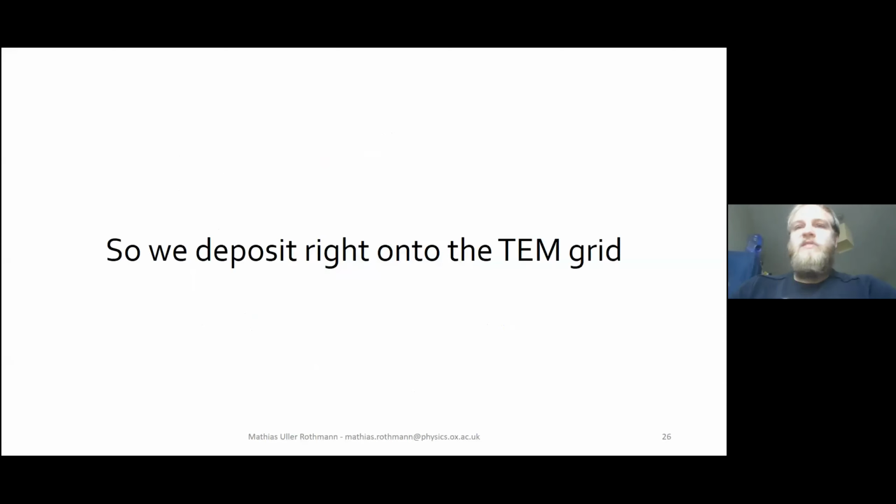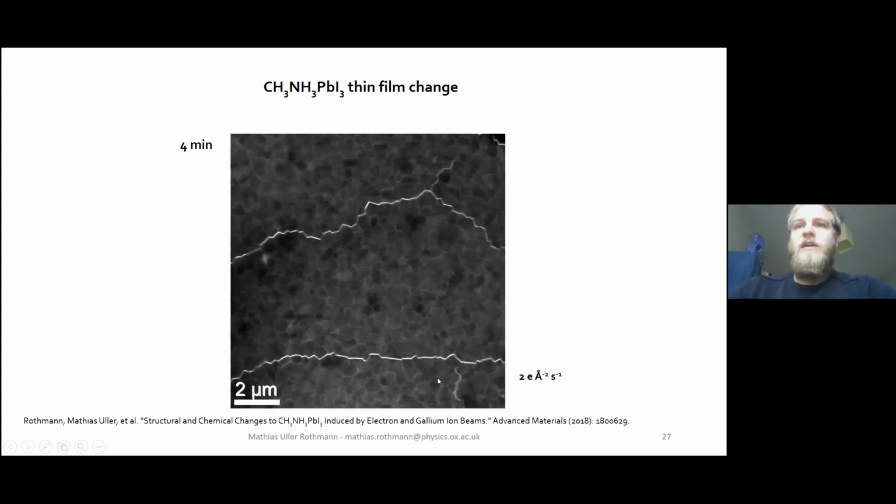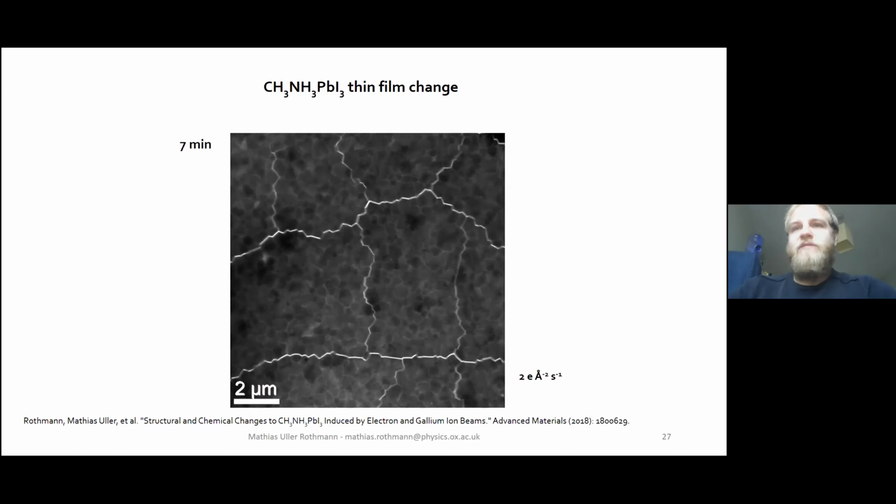But we decided to go with this approach where we deposit our films directly onto a TEM grid. And we get a really nice film. This is an example of a 300 nanometer MAPbI3 thin film, which we imaged over time with a very low dose, so 2 electrons per square angstrom per second. So this is incredibly low dose. And you can see after 2 minutes, we already start seeing cracks forming. And as time goes on, we see more and more cracks. And after only 7 minutes, we see quite a lot of cracks going on.